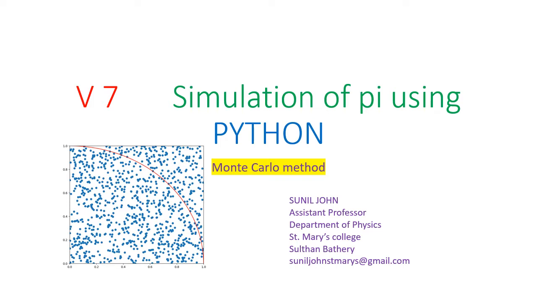In this video, I shall be discussing the simulation of pi using the Monte Carlo method, and this will be implemented using Python. In order to find out the value of pi, we will consider the area bounded by a quarter of a circle.